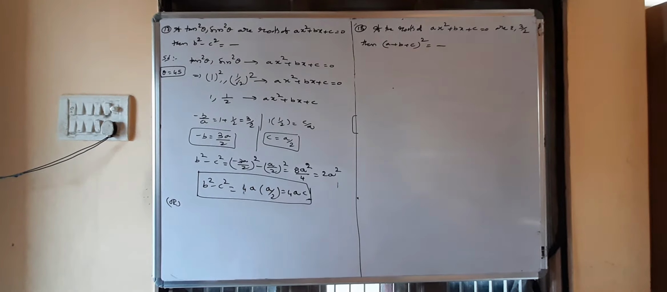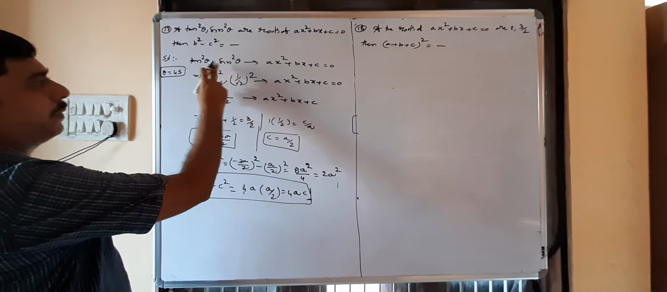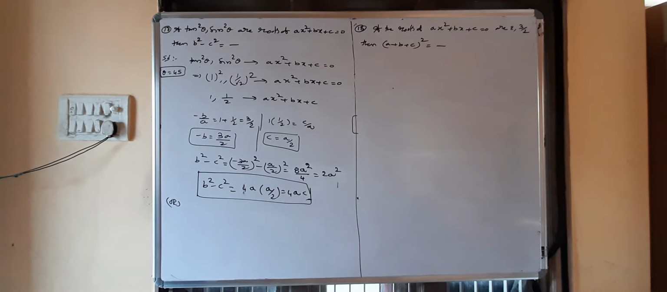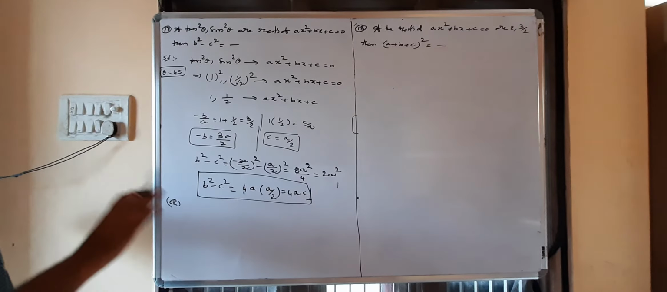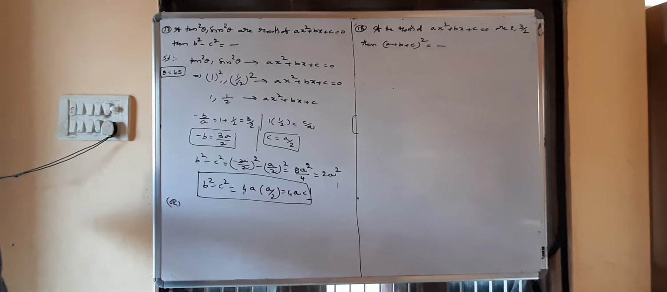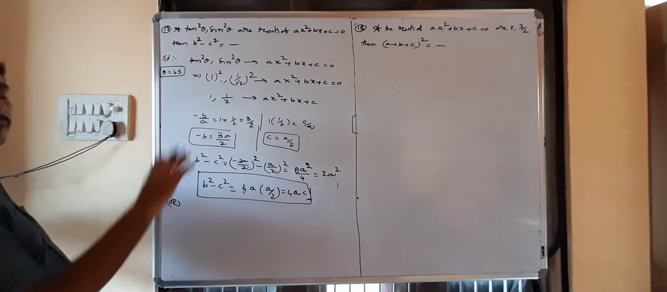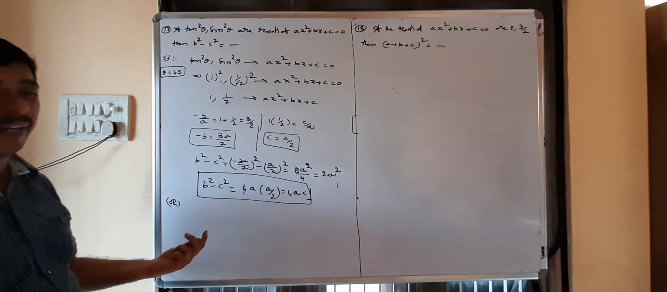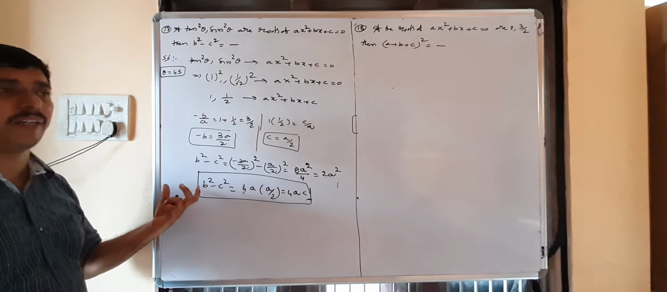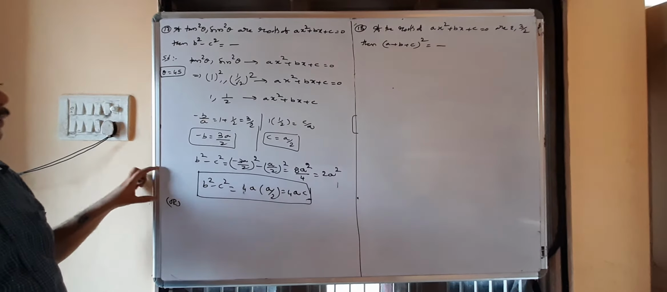The general method: sum of the roots, tan square theta plus sin square theta, is minus b by a. So a into tan square theta plus sin square theta is minus b. Product of the roots, tan square theta into sin square theta, equals c by a. From that c value, you can find b square minus c square by eliminating theta. That procedure is very lengthy, and that is the reason I am explaining this method.